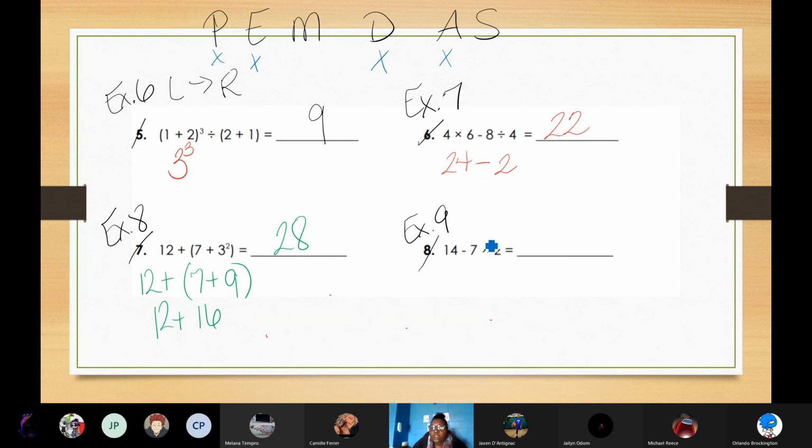So I'm going to multiply first. 14 minus, we've not touched it. What is 7 times 2? 14. And now I can subtract. 14 minus 14 will equal 0.